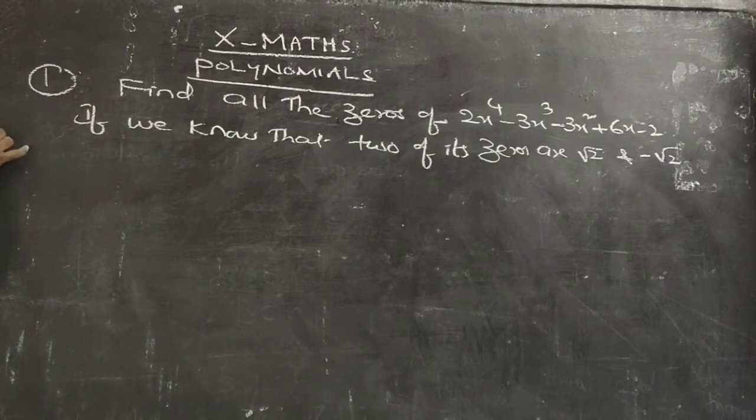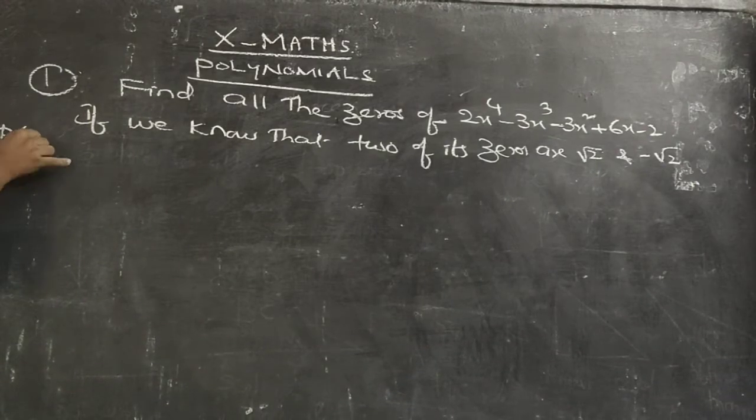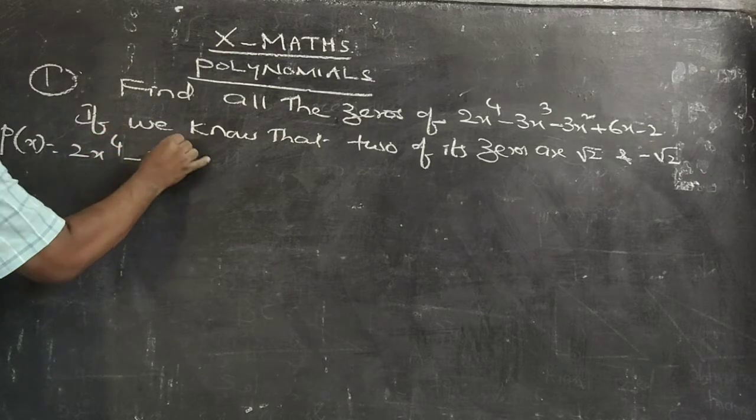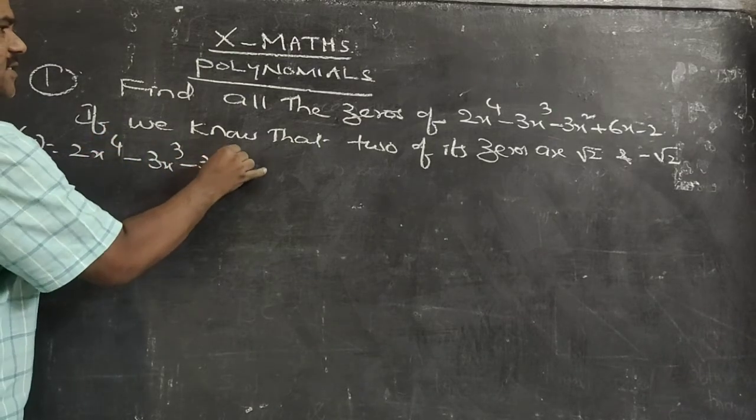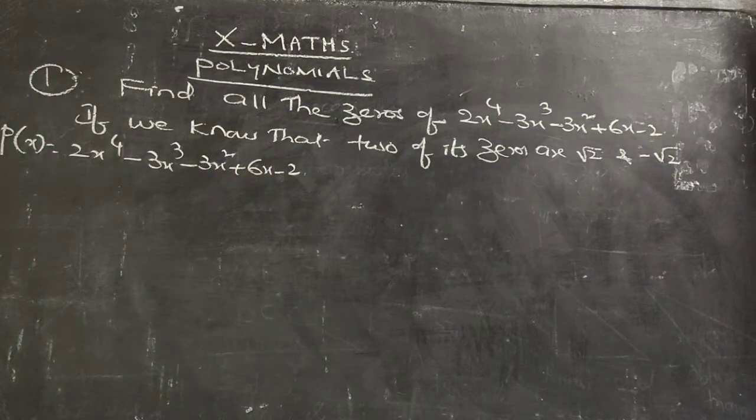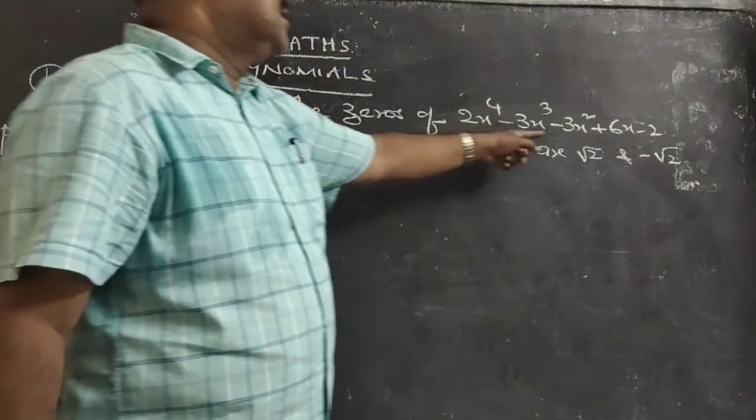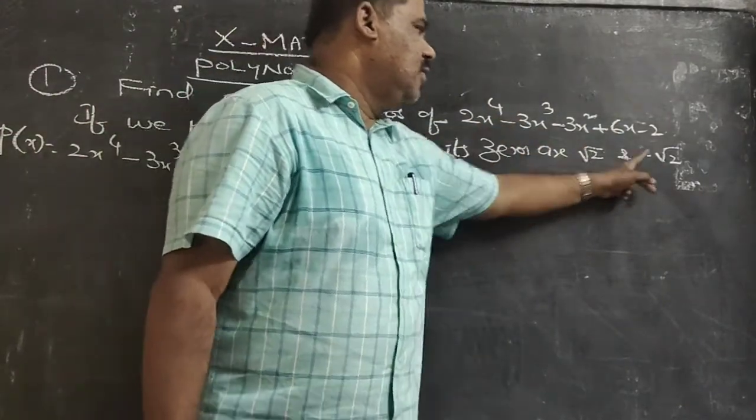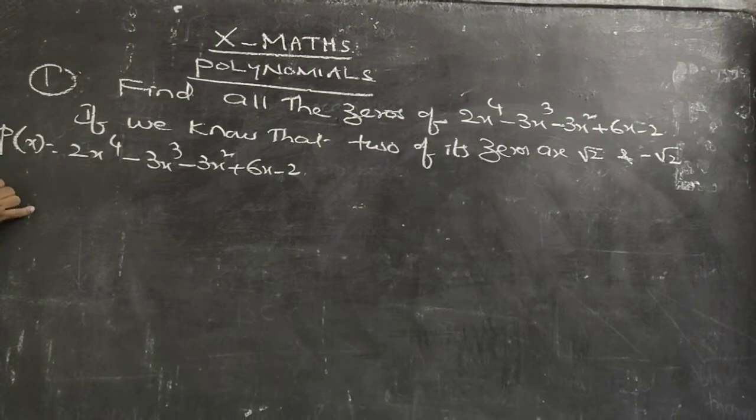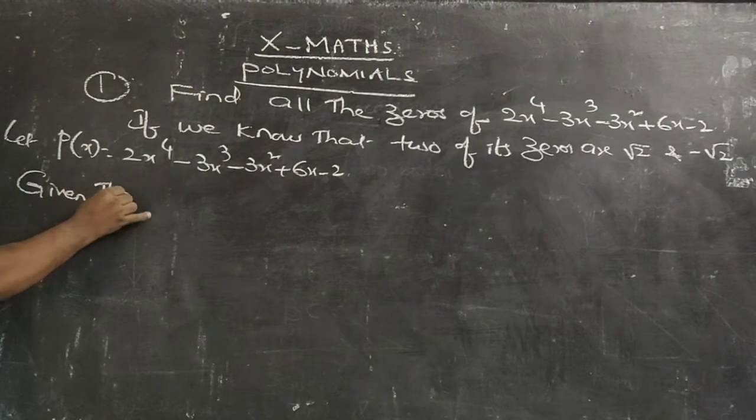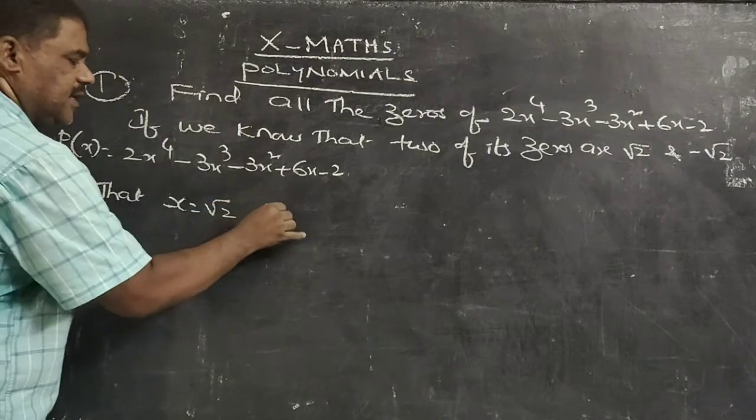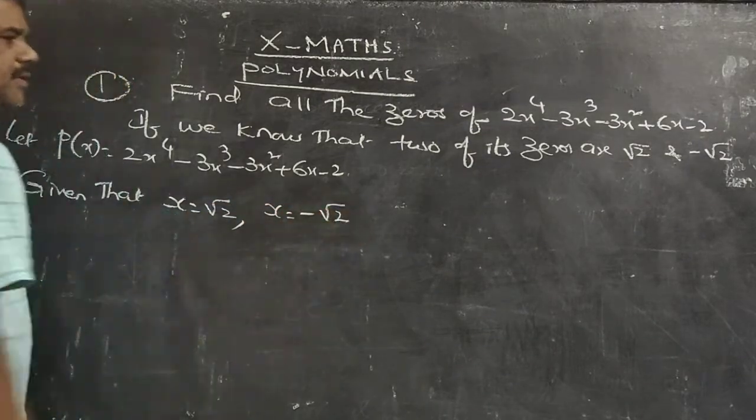So first let us suppose p of x is equal to 2x to the power 4 minus 3x cube minus 3x square plus 6x minus 2. This is the given polynomial. x will have 4 values, 2 values are already given. So given that x value is one is root 2, the other is minus root 2.